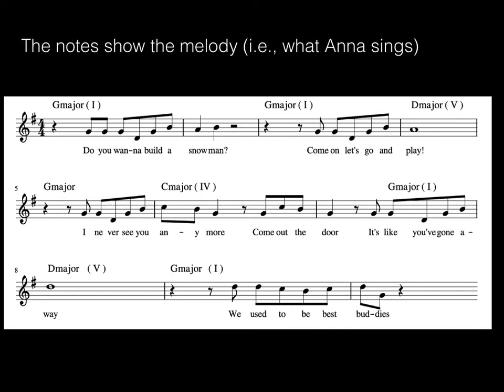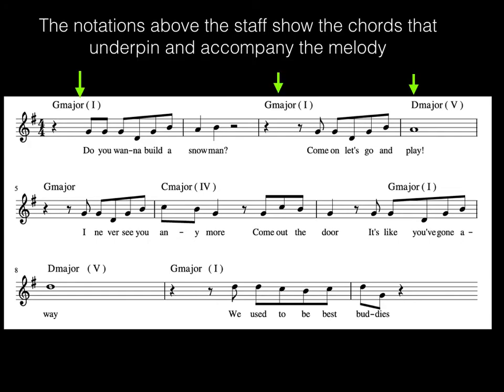The notes show the melody. The notes show what Anna sings. Do you want to build a snowman? Come on, let's go and play. Those are the notes that you see there on the treble clef. Now the notations above the staff show the chords that underpin and accompany the melody. These are the chords that accompany what Anna is singing.